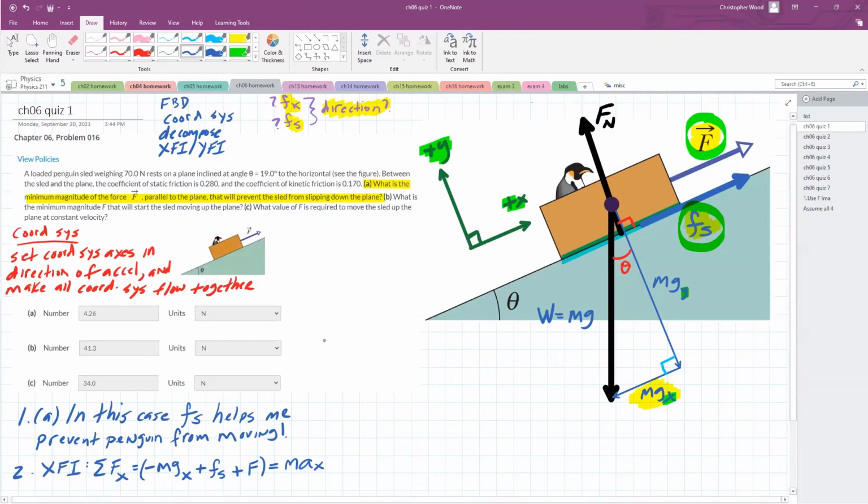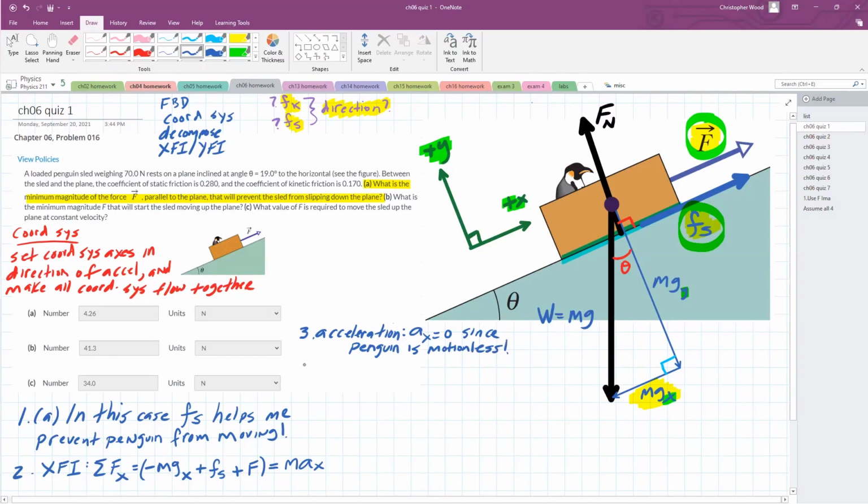The very next thing I have to do is say something about acceleration. So step 3, you've got to say something about acceleration. And what I'm going to say is the following: A sub X equals 0 since the penguin is motionless. Penguin must remain motionless. So that's what I can say about acceleration, which is important.